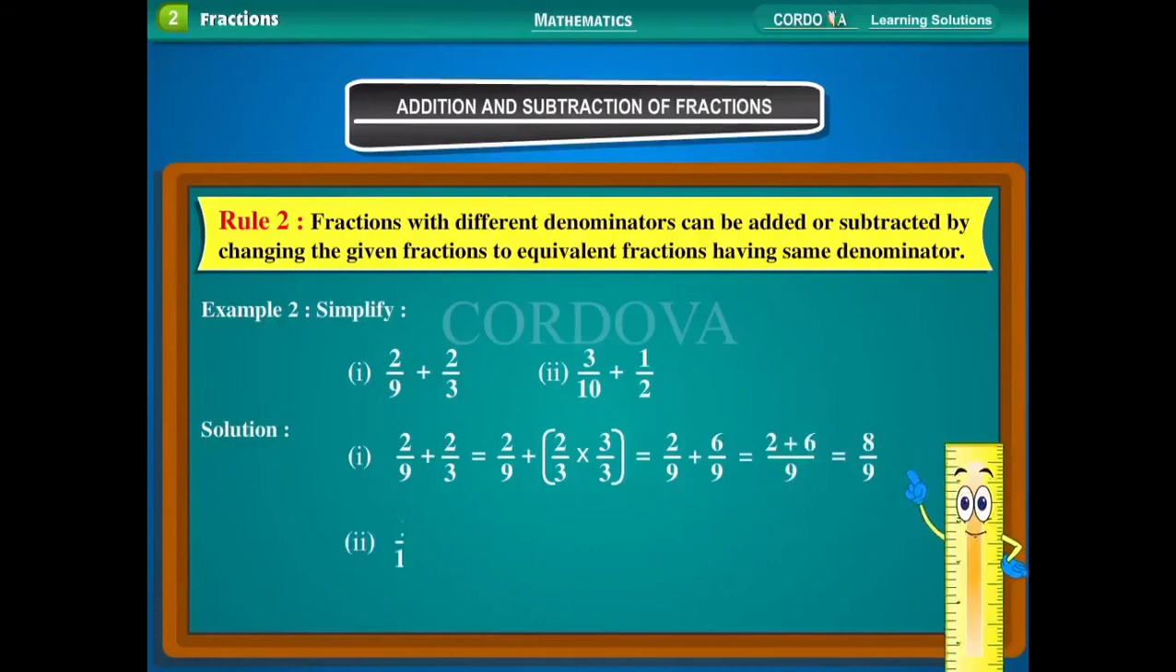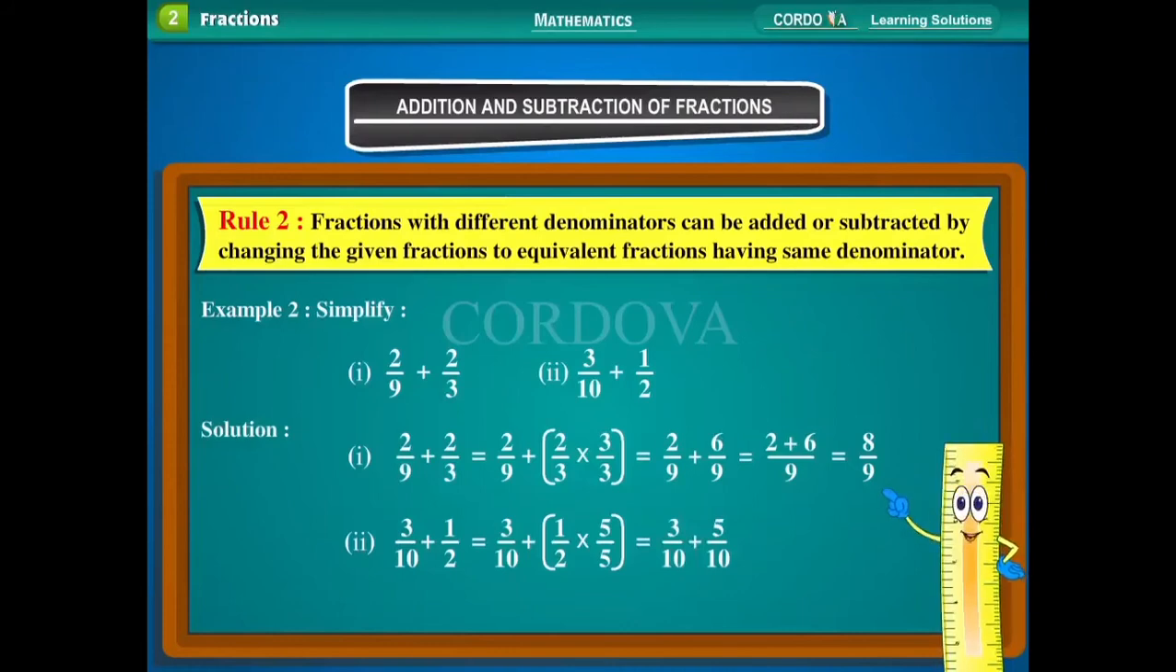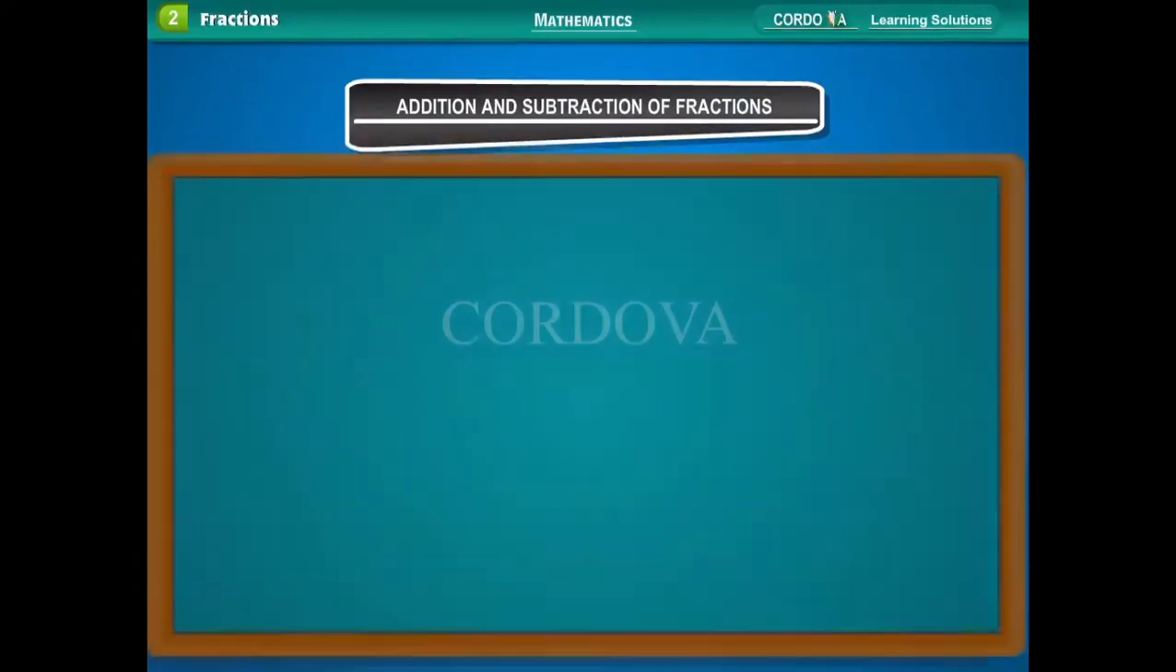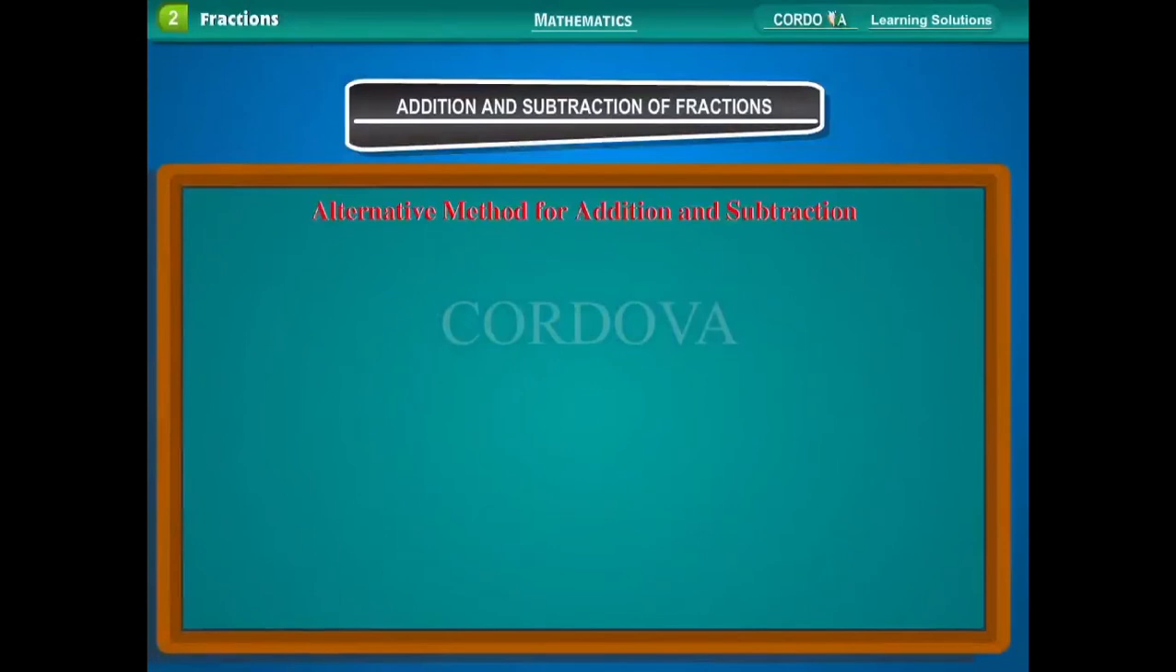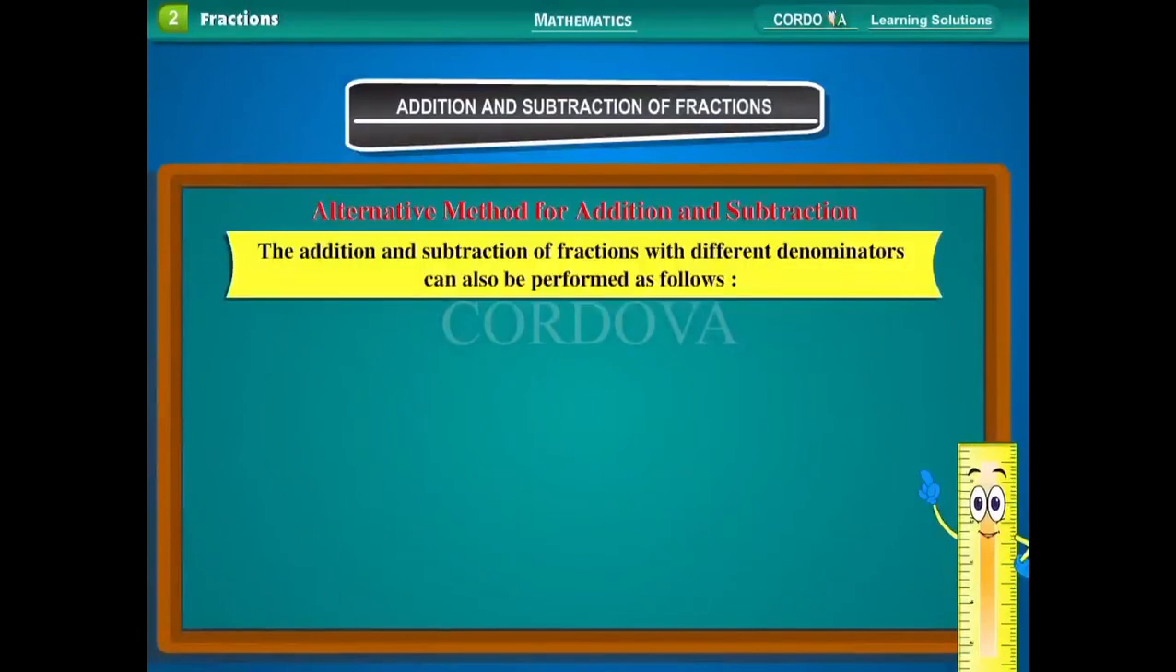3/10 plus 1/2 is equal to 3/10 plus 1/2 into 5/5, which is equal to 3/10 plus 5/10, which is equal to (3 plus 5)/10, which is equal to 8/10, which is equal to 4/5. Alternative method for addition and subtraction. The addition and subtraction of fractions with different denominators can also be performed as follows.